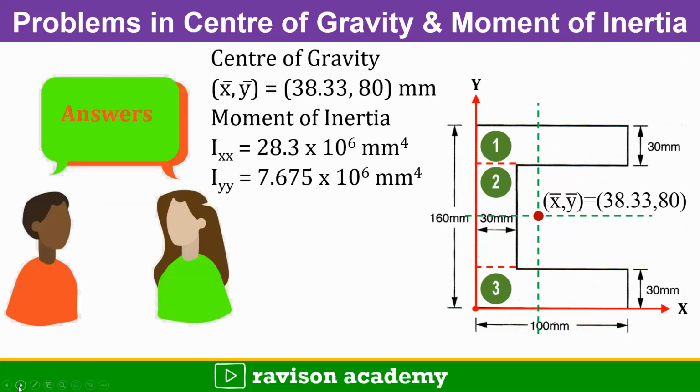For the final answer, we represent it diagrammatically by locating the centroidal axis CG, x bar and y bar. The moment of inertia about the x and y axes is 28.3 into 10 power 6 mm power 4 and 7.675 into 10 power 6 mm power 4.